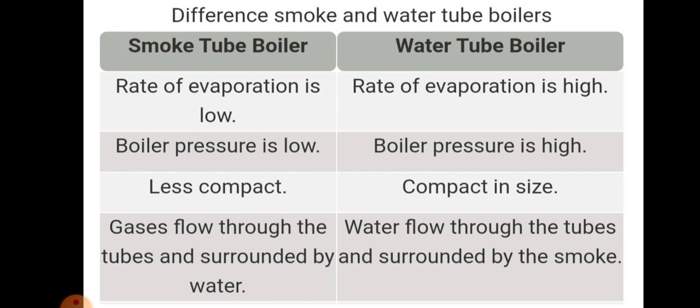In smoke tube boiler the gas will flow through tubes and be surrounded by water. In water tube boiler water will flow through tubes and be surrounded by smoke. Okay, smoke tube boiler means the evaporation rate is low, and water tube boiler means the rate of evaporation is high. In smoke tube boiler pressure is low, but in water tube boiler pressure is high. Smoke tube boiler is greater in size, that is less compact, but water tube boilers are compact in size.